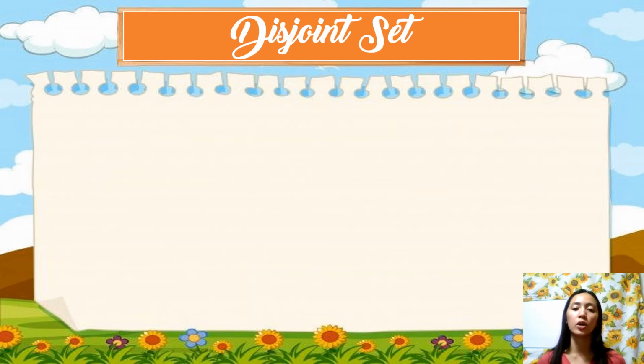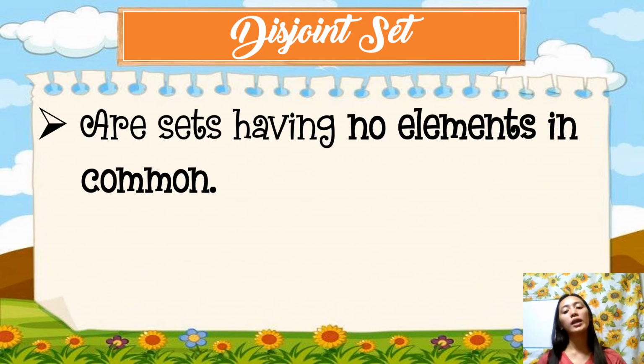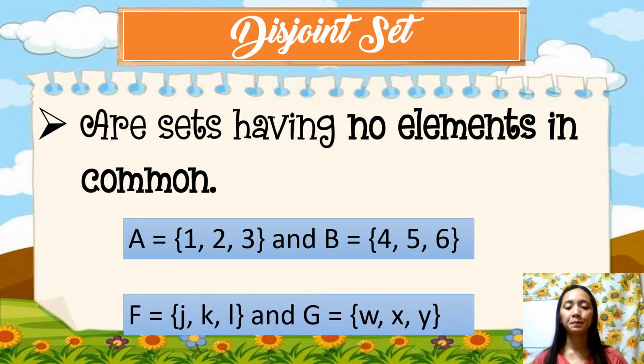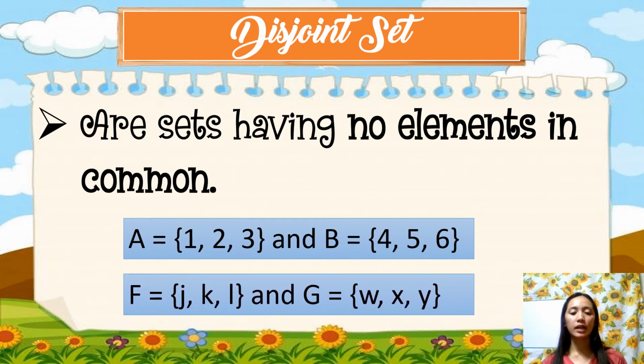Next, we have here disjoint set. When we say disjoint, this refers to two sets with no elements in common. So there is no common element between the two. Let's say for example, set A contains 1, 2, 3, and set B contains 4, 5, and 6. Then the second one, set F contains J, K, L, and set G contains W, X, and Y. As you can see, there are no common elements between the two sets. So that's why this is called disjoint sets.